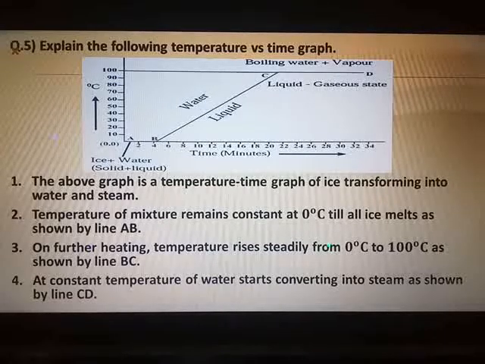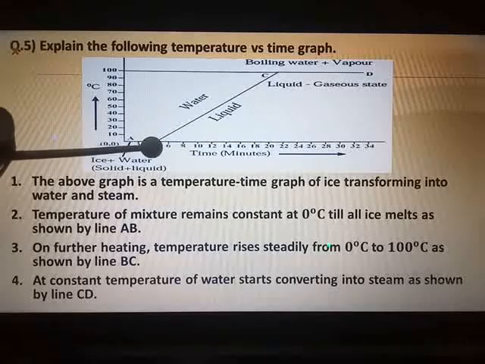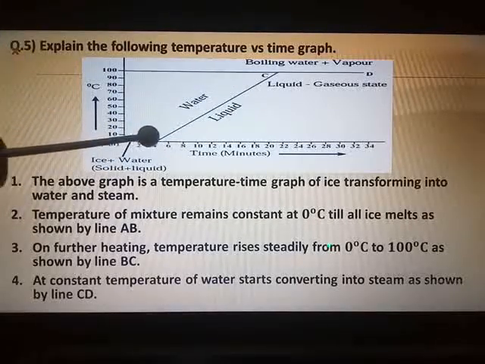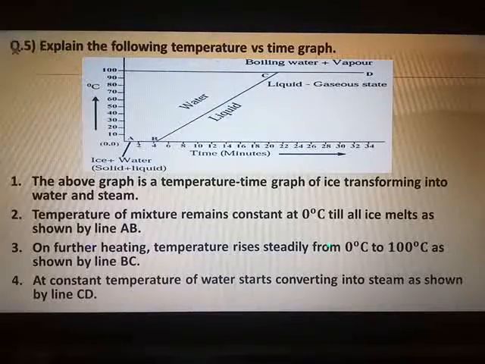In your own words, some will tell that AB shows that at a constant temperature of 0 degree, ice changes to water. Then the temperature at which ice changes to water is called the melting point of the ice, and all in your own words, whatever you understand. Next point, on further heating, temperature rises steadily from 0 degrees Celsius to 100 degrees Celsius, which is indicated by line BC.